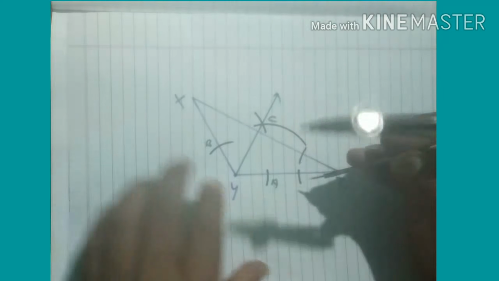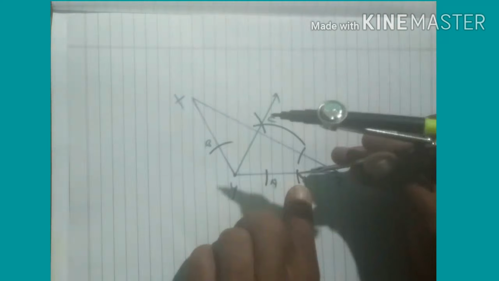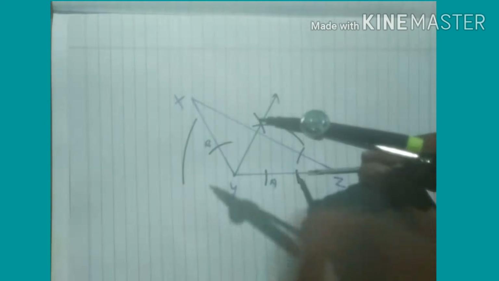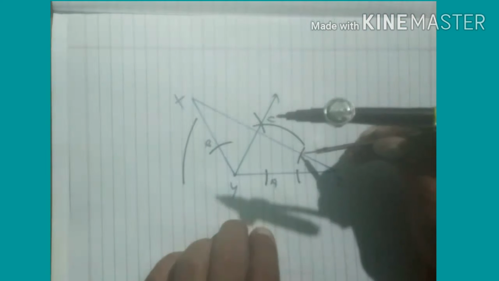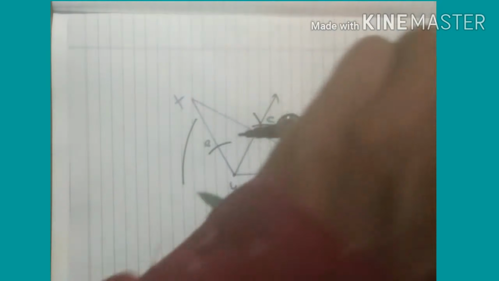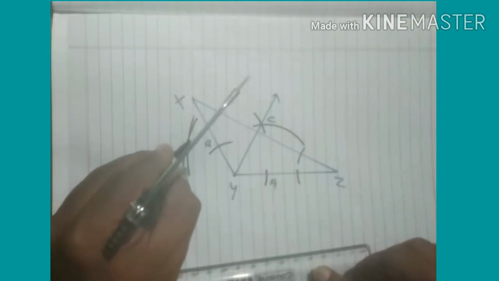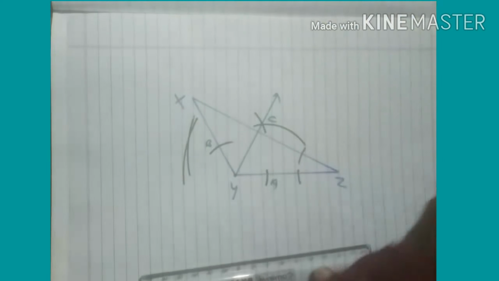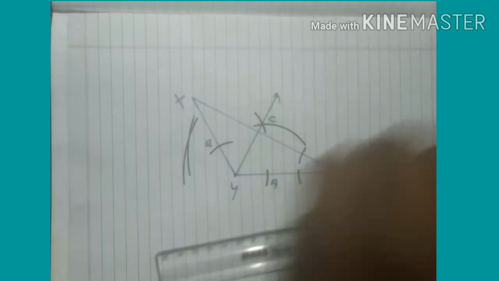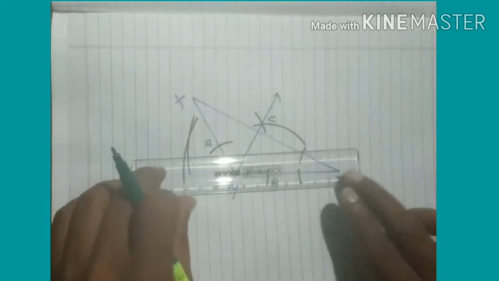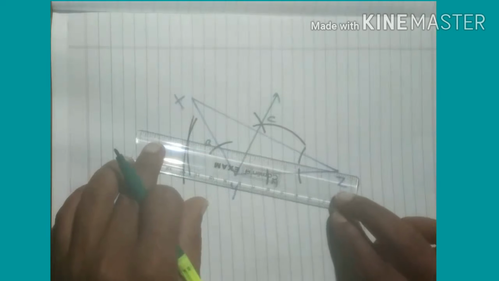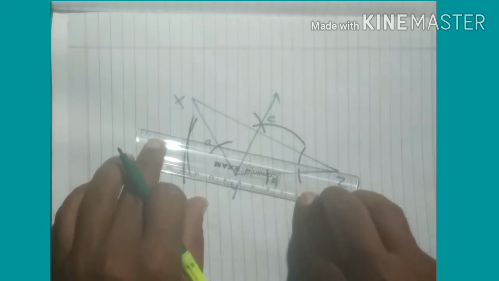So I will increase it. Okay guys, now from this point where that arm and arc are intersecting, I will draw 1 arc. Same procedure I will follow from another arm where that arc is intersecting. Now this point of intersection of arcs and this point Z, let's connect them. Point Z, point of intersection of arcs.